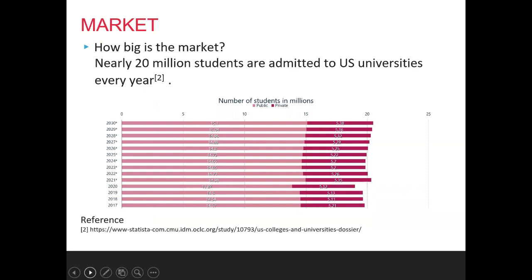How big is the market? Nearly 20 million students are admitted to universities in the US every year, and the total international enrollment stands at about 1 million students in the 2021 and 22 school year, compared to 916,000 in the previous year. We can expect this number to increase in the future. So this is a promising market for UN Decision.